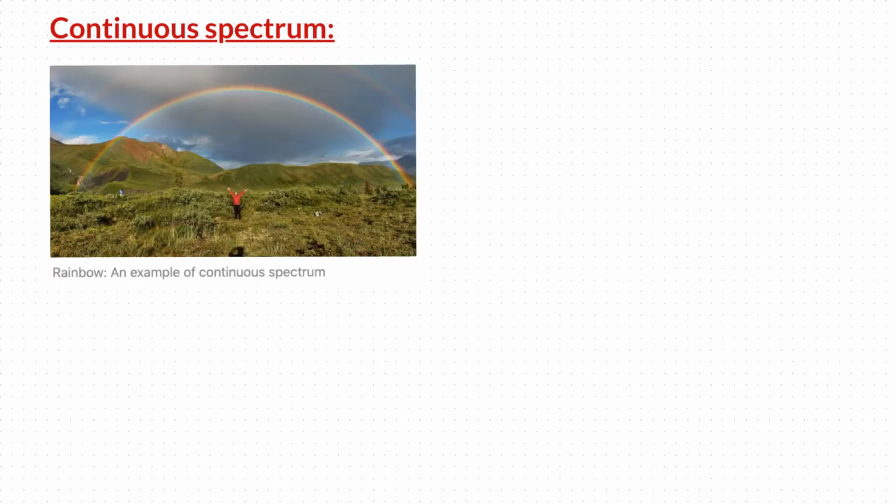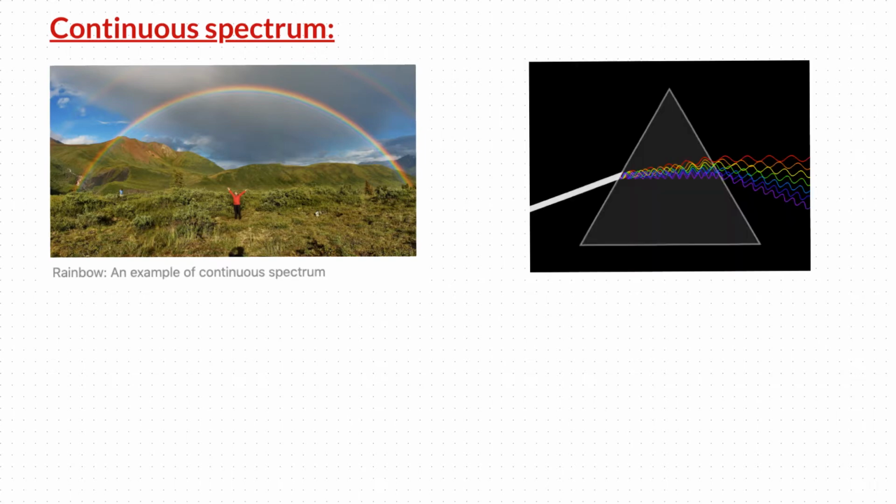I am positive that most of you have seen a rainbow before. A rainbow is an example of something called a continuous spectrum. When white light passes through a prism, the wave with shorter wavelength bends more than that of the longer wavelength. We know that white light consists of 7 different colors with different wavelengths.